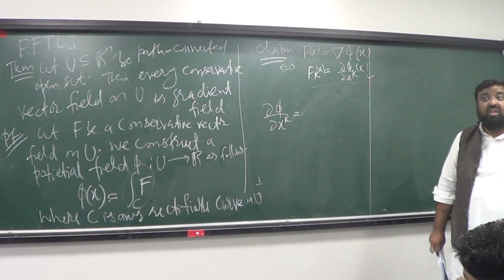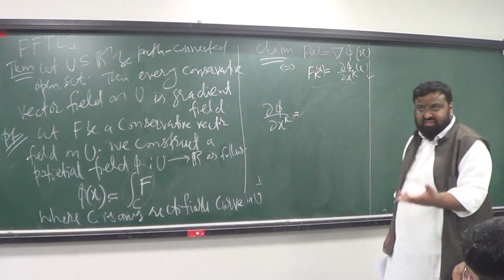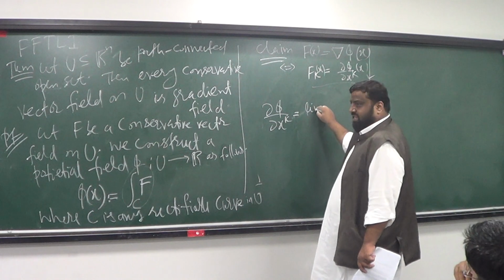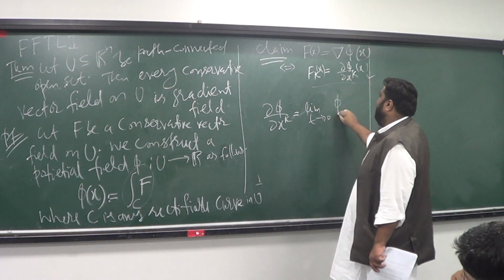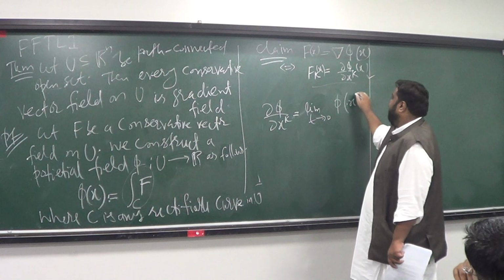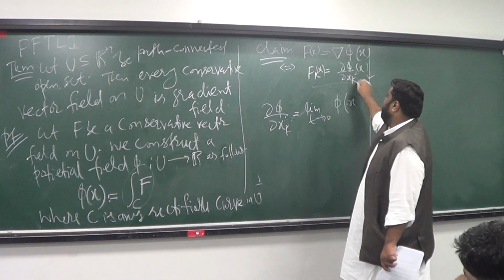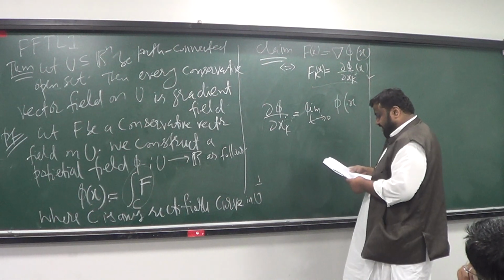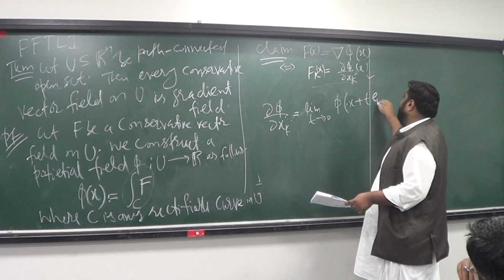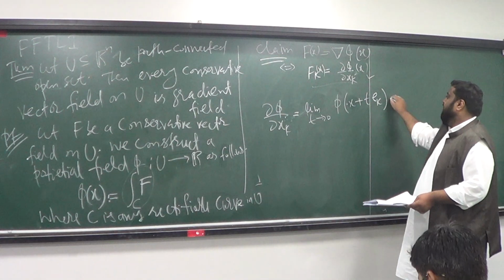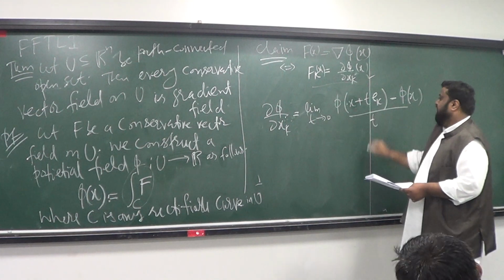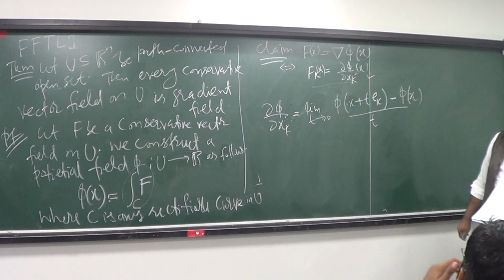We treat other variables as constant and the kth as a variable. So this is the same as taking the limit as t goes to 0 of phi evaluated at x plus t, with t in the kth position, minus phi of x, all divided by t. So x is arbitrary and I'm just moving in the direction of the kth variable. This is what the definition is.